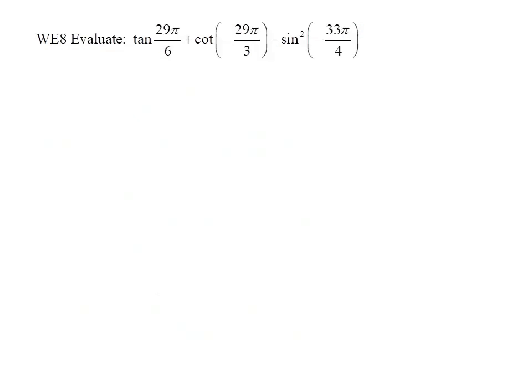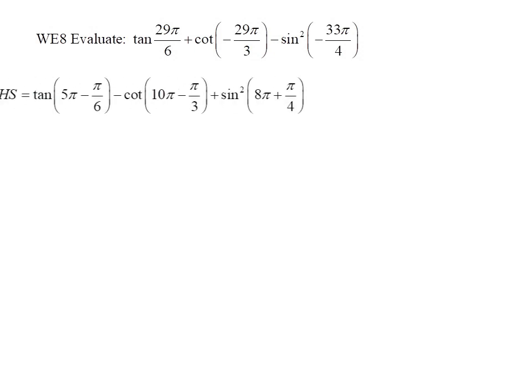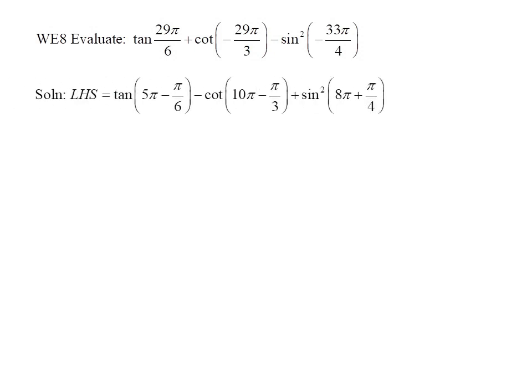Example 8 is to evaluate a trigonometry expression. The first step is to transfer and find these angles equivalent to the first quadrant angles. So the expression equals negative tangent pi over 6 plus cotangent pi over 3 plus sine squared pi over 4. Due to the complementary relation between tangent and cotangent functions, the expression equals sine squared pi over 4, which is 1 over 2.